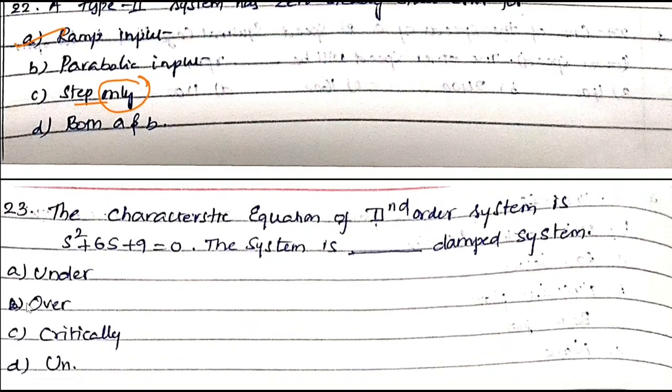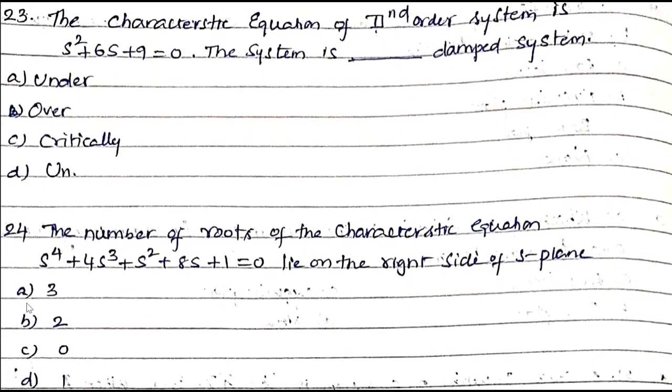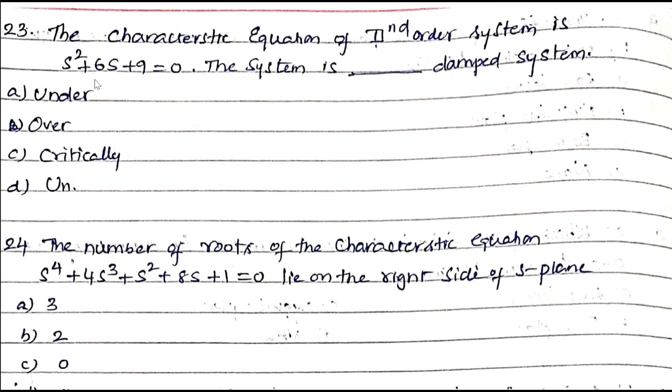Next one, the characteristic equation of a second order system is s square plus 6s plus 9. The system is a dash damped system. By comparing with the standard equation, s square plus 2 zeta omega n s plus omega n square is equal to 0, omega n is nothing but 3. Now 2 zeta omega n is nothing but 6. So zeta is equal to 1 here. So answer is critically damped system here.